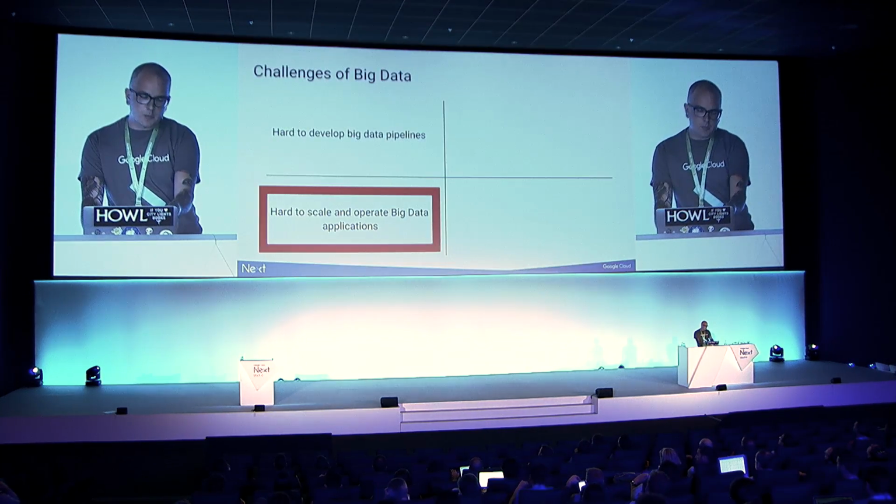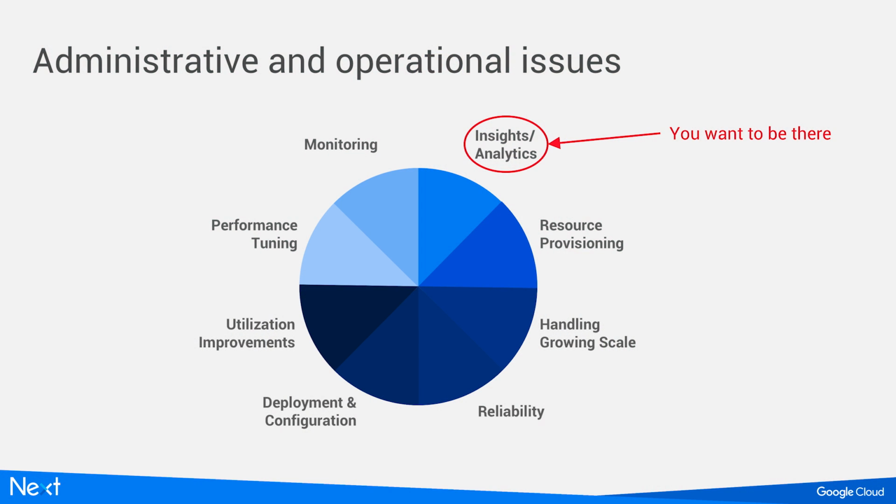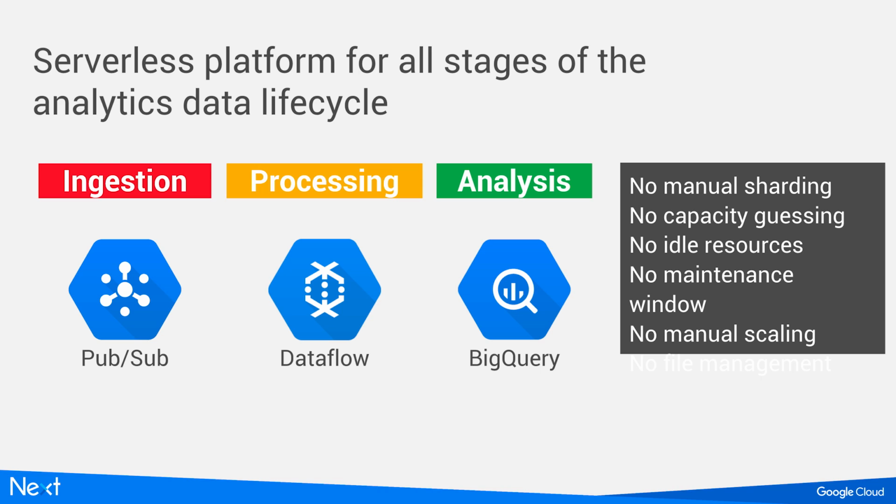So this next part is about how to scale and operate big data applications. So let's have a look at some of the challenges. I'm not going to read them all out. But basically, this is where you want to be. You want to spend your time on insights and analytics. You don't want to spend your time on performance tuning, resource provisioning, all that stuff. So let's move on. Let's look at those three applications again. I just basically foretold this slide. Pub/Sub for ingestion, Dataflow for processing, and for analysis, BigQuery. Again, no sharding, no capacity guessing, no idle resources, etc.